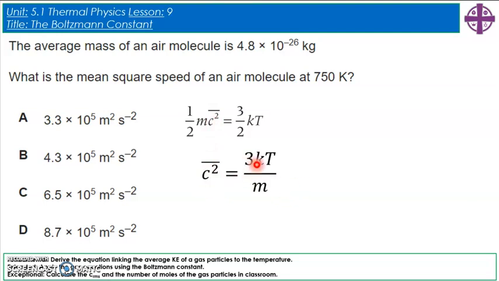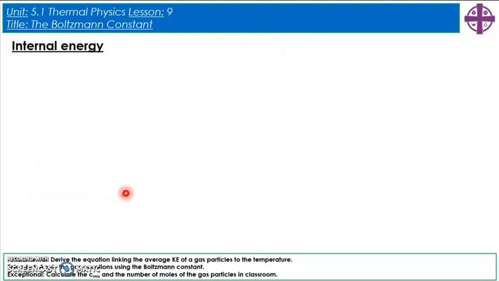I've got 3, I've got k, which is 1.38 times 10 to the minus 23. It's given in your formula booklet. Times T, temperature. It's nice and already in Kelvin for me, which is very kind of them. And I've got M, which is 4.8 times 10 to the minus 26. Stick in all of your values, and you should get an answer. And your answer to the nearest two sig figs should be C, 6.5 times 10 to the power of 5.